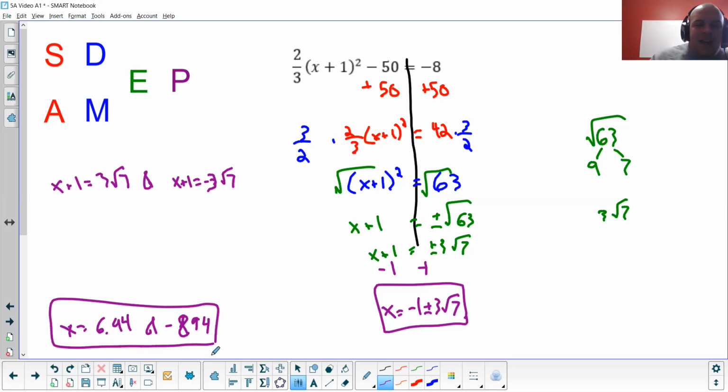So that's the main idea of these solving questions. It's mostly solving them. Once you get to that square root part, make sure you simplify the square root. Now I do want to show you guys how you can use your calculator to solve these.